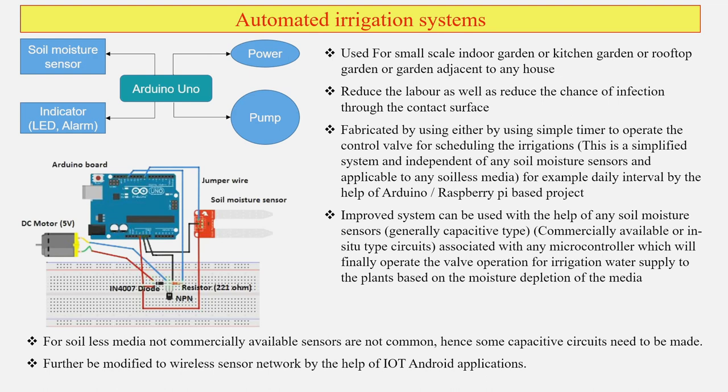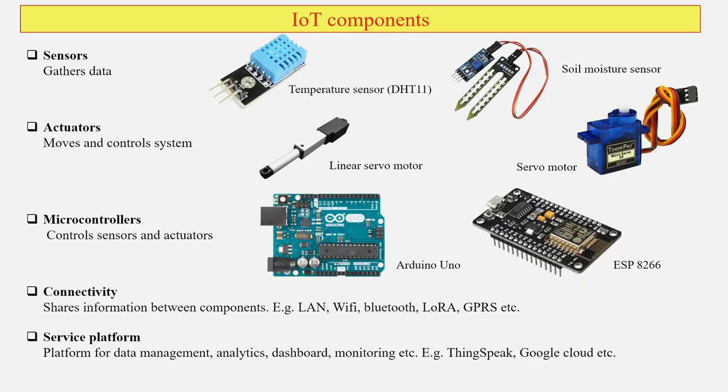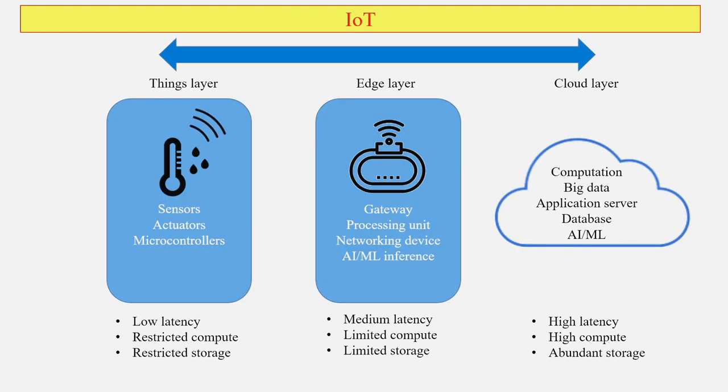So the option left with us is how we can maximize the utility of each drop of water. The concept of crop per drop has also been discussed. We discussed the utilization of AI/ML in irrigation system management, different kinds of sensors and how they can be used. Then we talked about IoT components and how they can be used for water management.